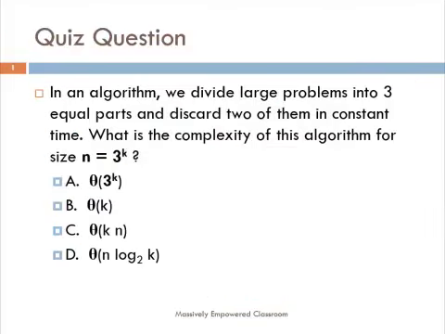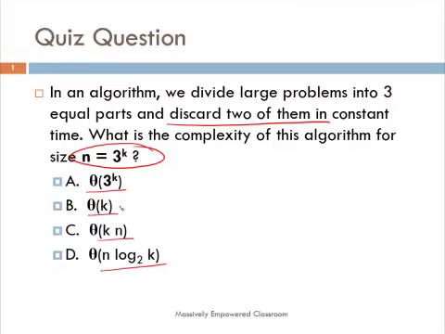So let us look at a quiz question. Here we have a divide and conquer algorithm that divides a problem into 3 equal parts instead of 2, and each time it divides the problem, it's able to discard 2 of the 3. So only 1/3 of the problem needs to be considered. What is the complexity of this algorithm? For convenience, n is given to be a power of 3. N is 3 to the power of k. So is it theta of 3 power k or k times n or n log k?